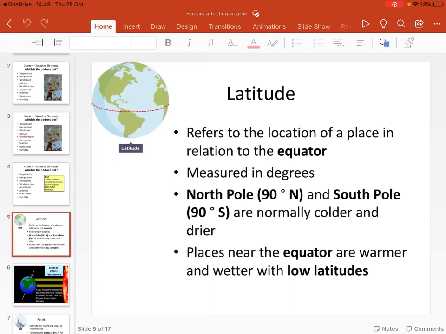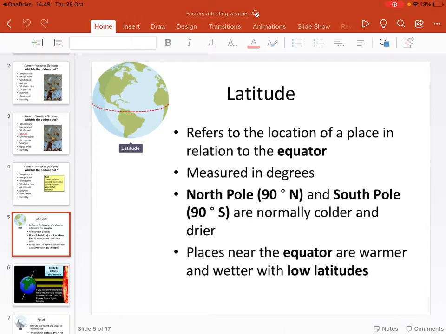So the first one is latitude. This one's really about, if you were putting it into practice, places like comparing London to Glasgow or London to Aberdeen up the north of Scotland, I'd say. And it's just this idea that places that are closer to the sun are warmer.